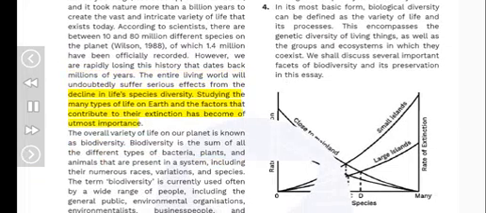Studying the many types of life on Earth and the factors that contribute to their extinction has become of utmost importance. The overall variety of life on our planet is known as biodiversity. Biodiversity is the sum of all the different types of bacteria, plants, and animals that are present in a system, including their numerous races, variations, and species. The term biodiversity is currently used often by a wide range of people, including the general public, environmental organizations, environmentalists, business people, and economists.